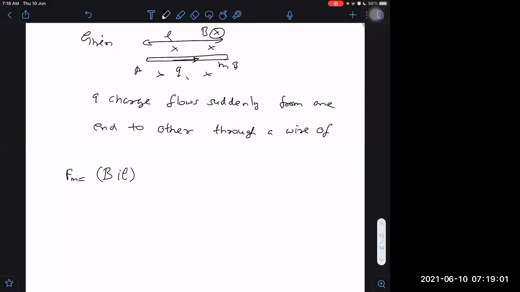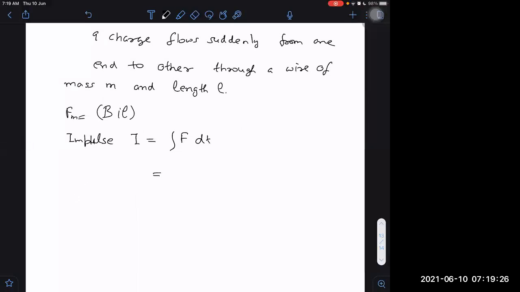The wire of mass M and length L. Then force is this, and impulse, which is equal to change in momentum, can be found by magnetic force into dt. What would that be? Integral of BIL dt.